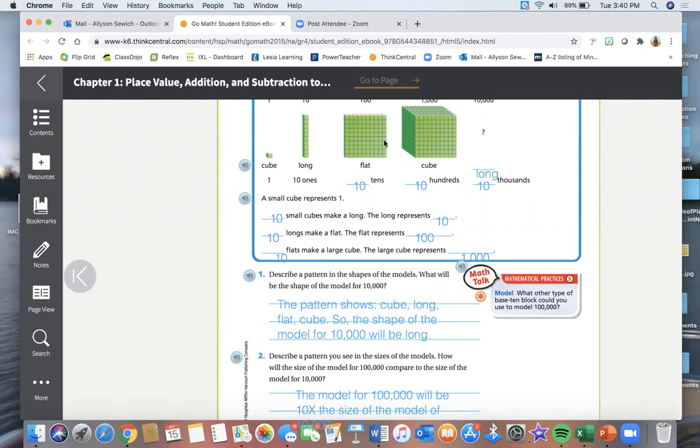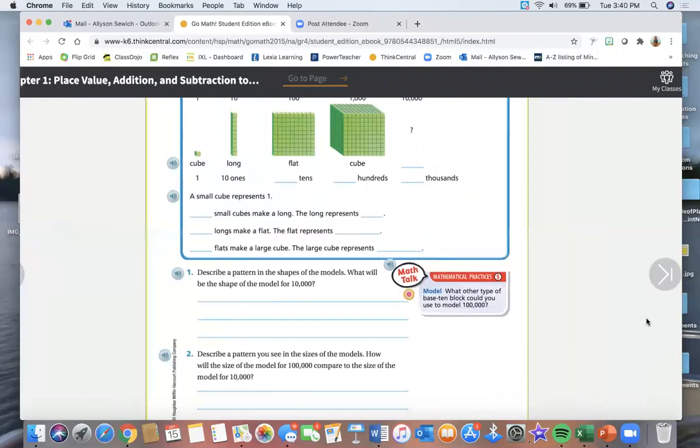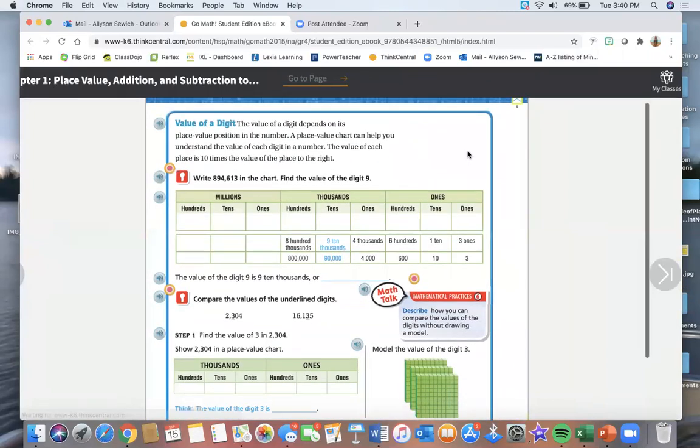All right. So go ahead and write that down, and then we are going to go on to the next page. You can go ahead and pause the video if you don't have it all written down yet. And I'm going to clear it. And I'm turning to the next page.